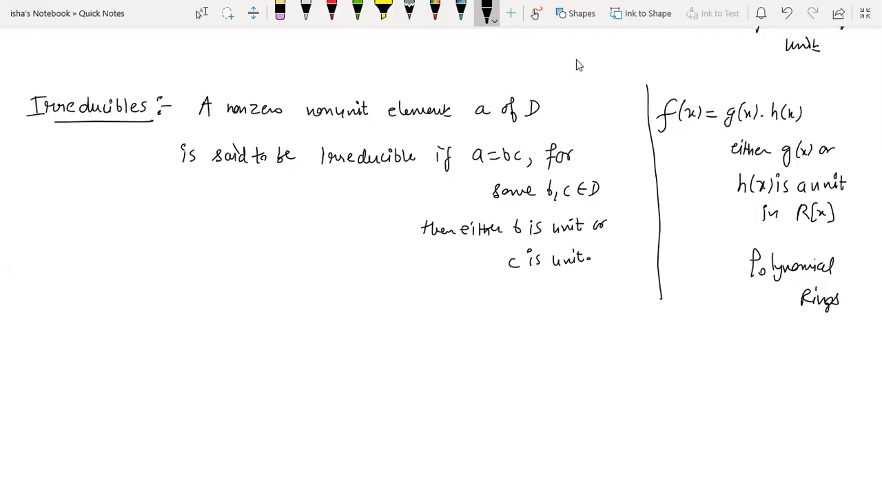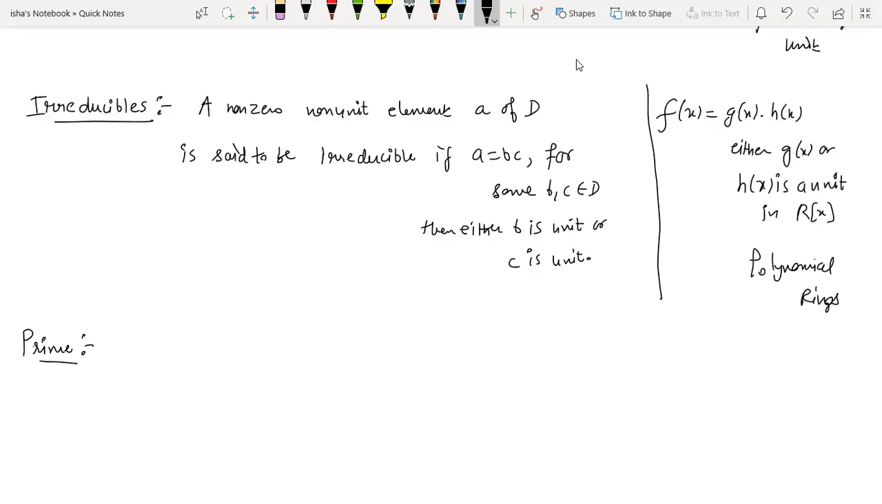Whenever you try to write it as a product of two other elements, like you try to factorize it as the product of two other elements, then one of them has to be a unit. Either B is a unit or C is a unit. In that case, that element is said to be irreducible, right? I'll be coming to an example of this element, but before that, let me give you the next definition.